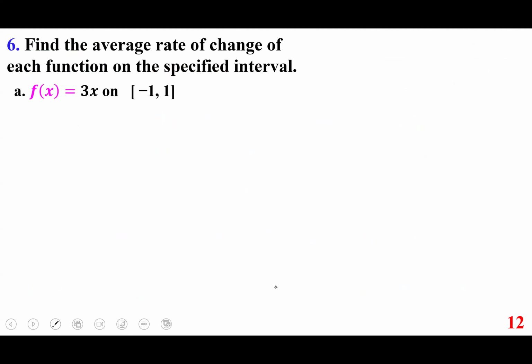All right. Find the average rate of change of each function on the specified interval. In this case, f of x is 3x, and we want to evaluate it from -1 to 1. Simply put, it means rise over run, means delta y over delta x, means f of x sub 2 minus f of x sub 1 over x sub 2 minus x sub 1.